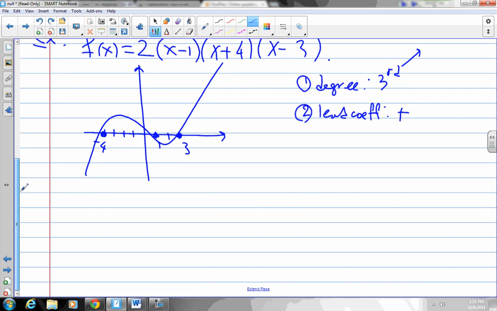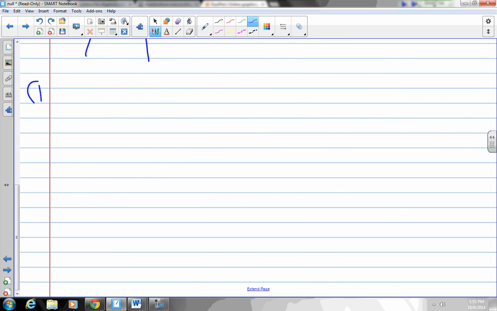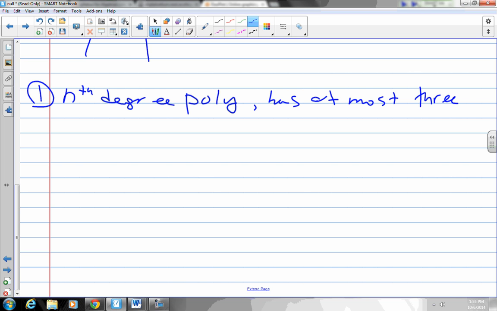So in general, we can make this quick statement that an nth degree polynomial has at most n zeros. Sorry, not 3, n, because I'm going for the general. It's not that all polynomials have 3 zeros. So a 12th degree polynomial has potentially 12 different zeros, potentially 12 different x-intercepts, and so forth.